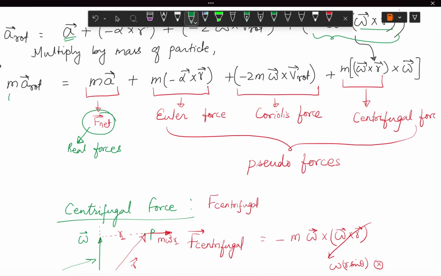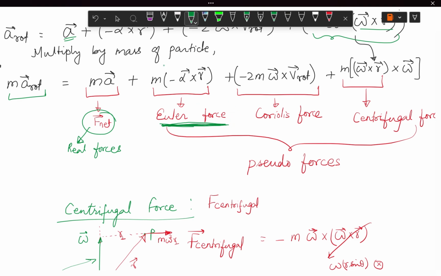So mass times acceleration with respect to the rotating frame is equal to the net real forces plus these terms that are there. Look at this. Mass times minus alpha cross r is known as the Euler force. This is one pseudo force over there, right? Like for the normal translation case, you know how to write the pseudo force: mass of the particle times the negative of the acceleration of the frame of reference. You know how to write. Likewise, these terms are there.